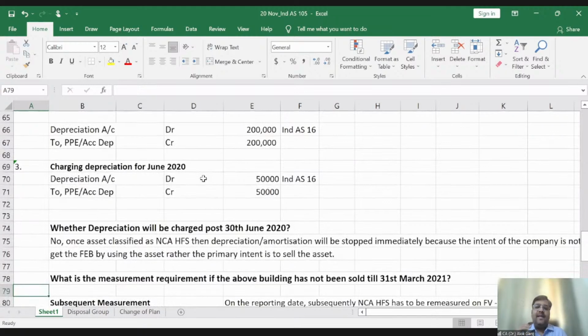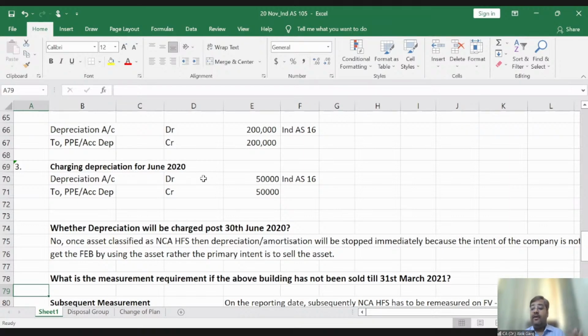Sir, you have said that on the date of classification as held for sale, it will move out from Ind AS 16, Ind AS 38. In that case, whether depreciation will continue, because it is available for immediate sale and sale is highly probable, and a 1 year window is there for completing the sale. So for example, if we have classified this asset as held for sale on 1st July 2021, and this asset has not been sold by 31st March 22, do we need to charge depreciation on that? Answer is no. As per Ind AS 105, no depreciation is required.